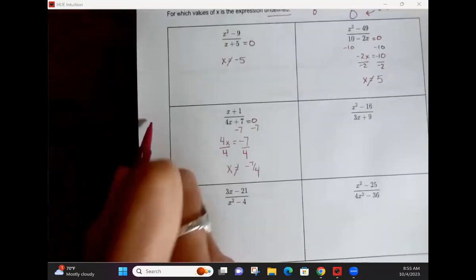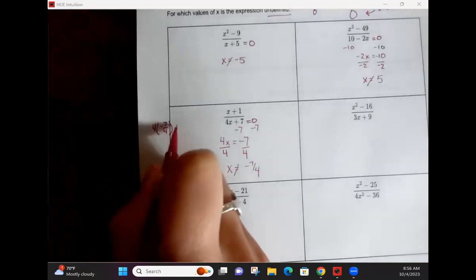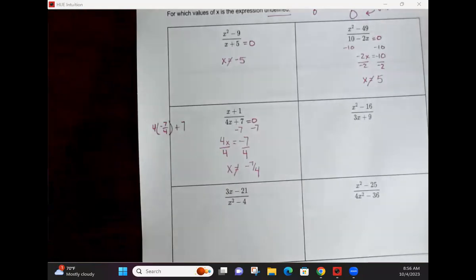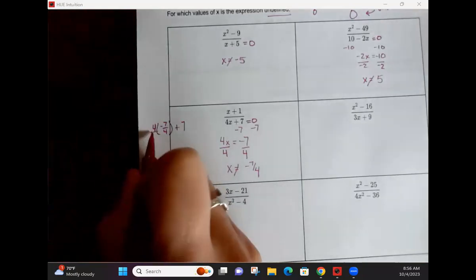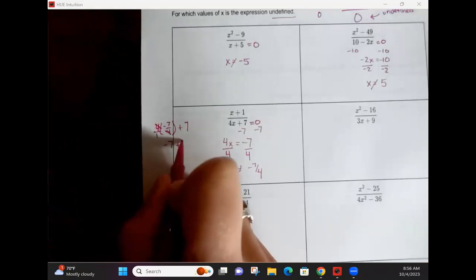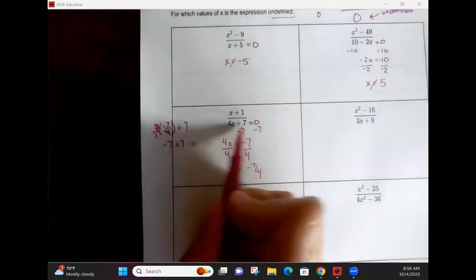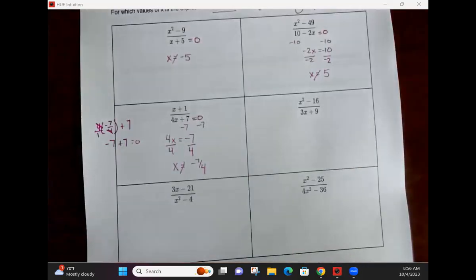And again, this one, maybe I want to write out my steps to check, where the first couple, probably a little bit easier to do in my head. Here, if I multiplied, I would be able to reduce the 4s, and I would have -7 plus 7, which is 0. That would make my function undefined.